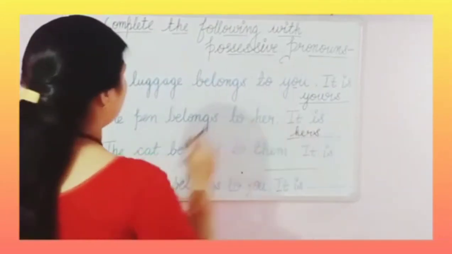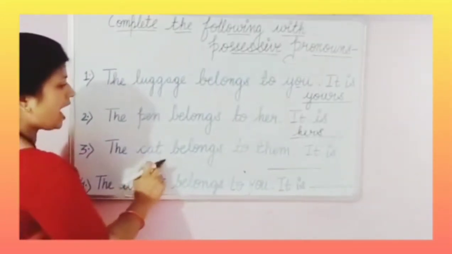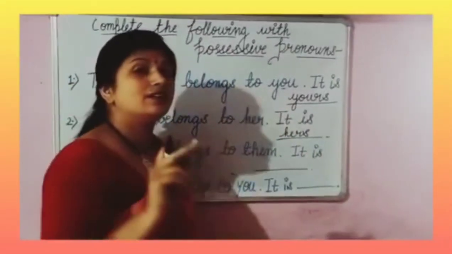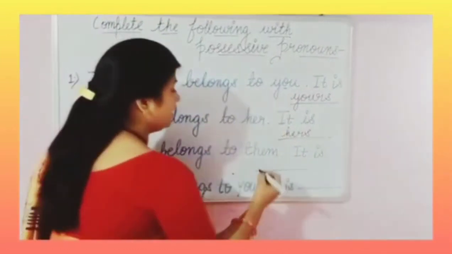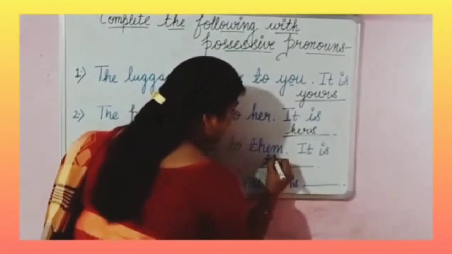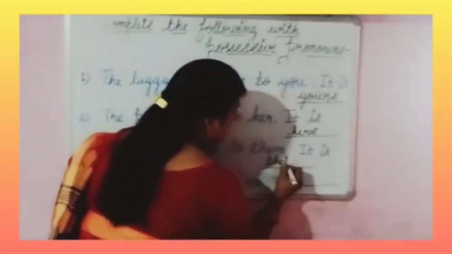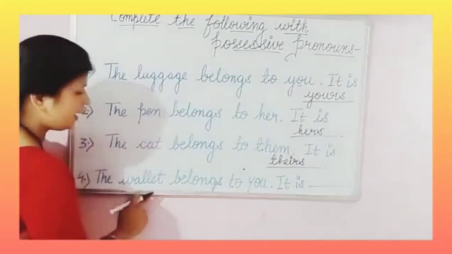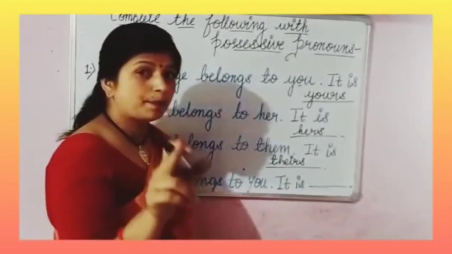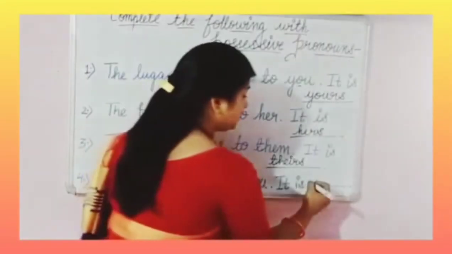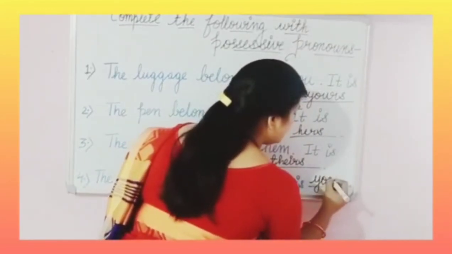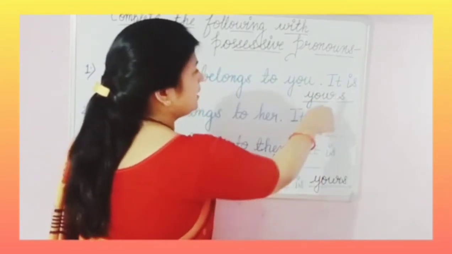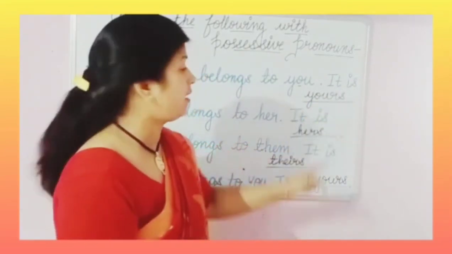Okay, it is hers. Now the third one is, the cat belongs to them. ये उनकी cat है. उनका है ना, them के लिए क्या use करेंगे? Theirs. So it is theirs. ये किसकी है? उनकी है. Theirs. Okay. Now the fourth one is, the wallet belongs to you. ये आपका wallet है. So it is yours. हम यहाँ पे क्या लिख देंगे? Yours. So my dear students, we will not use an apostrophe over here. यहाँ पे हम apostrophe s करके नहीं लिखेंगे, हम पूरा spelling लिखेंगे, yours.